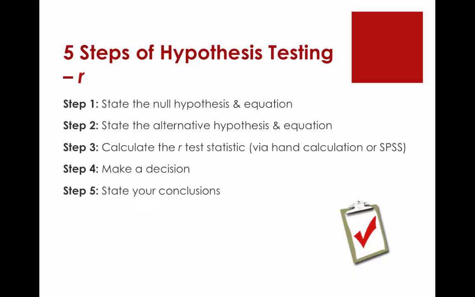And we'll go through how we do the hand calculation for little r, which we've done before in chapter 5, and then how we do it in SPSS. And then step 4, making our decision, and we'll have the tools that we'll need to make our decision and also the rule to make our decision. And then finally, step 5, stating our conclusions.